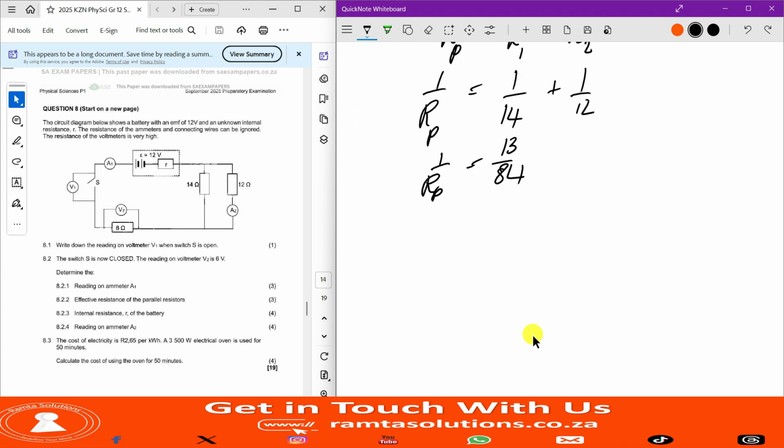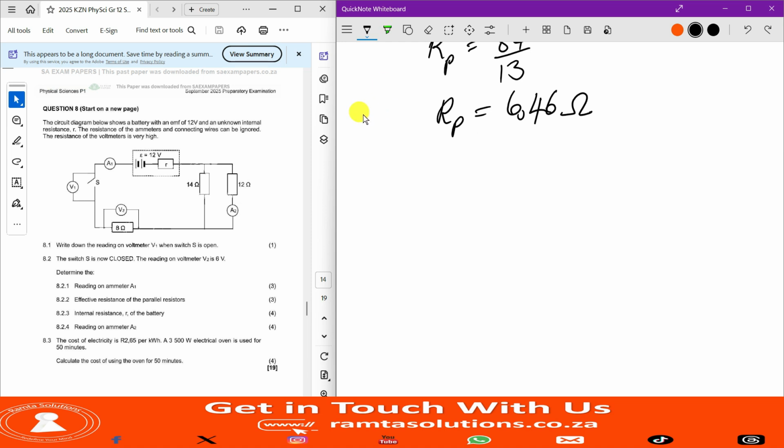Now, what was at the bottom will go to the top. What was at the top will go to the bottom. So it will be 84 over 13. On your calculator, your calculator is now displaying 13 over 84. Just say 1 divided by answer. Then you have 84 over 13. The effective resistance of the parallel resistors is 6.46 ohms. Right? Perfect.